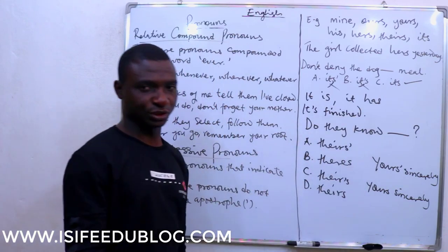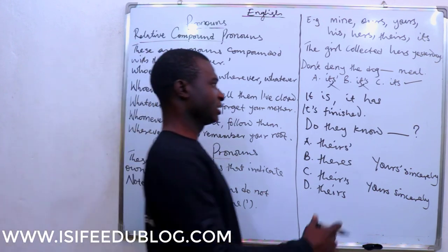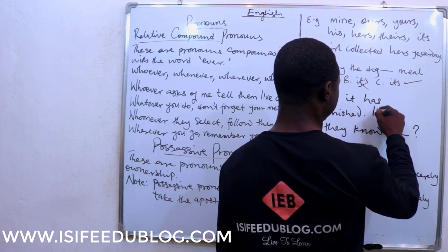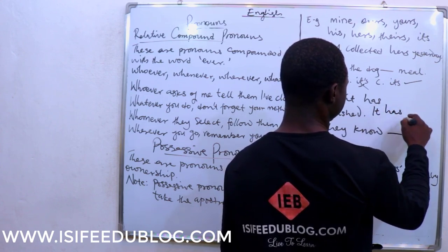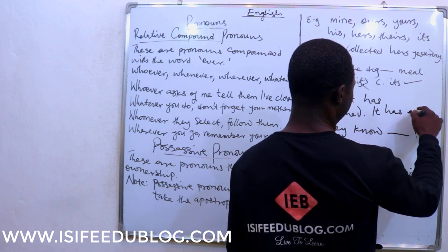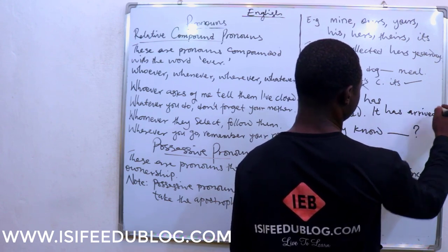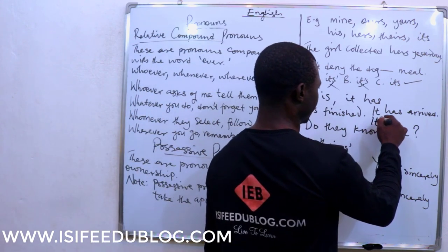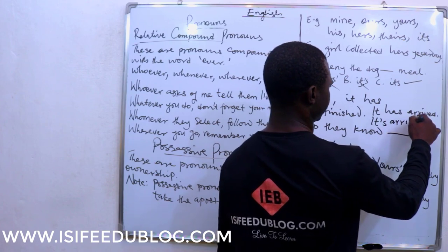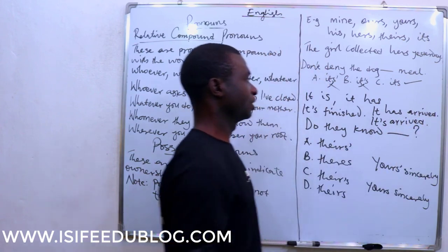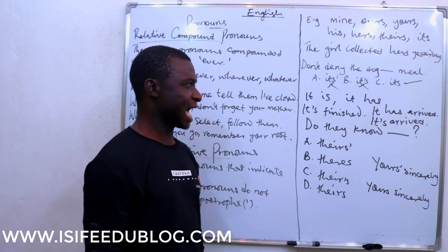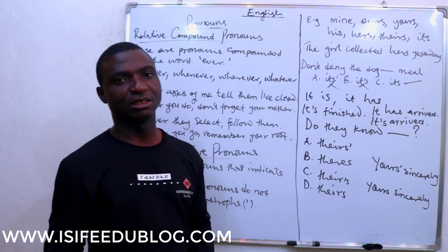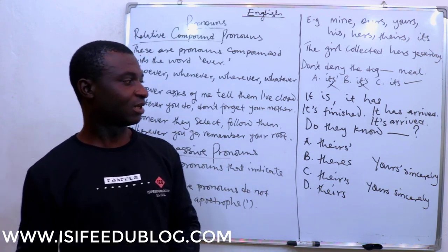It is finished. In the sentence, it has arrived, for instance, the short form could go for it's arrived. So it is, it has, it was. Take the short form it apostrophe s.